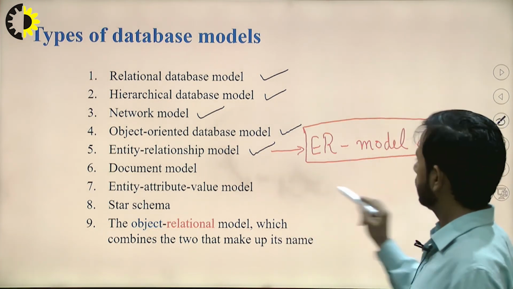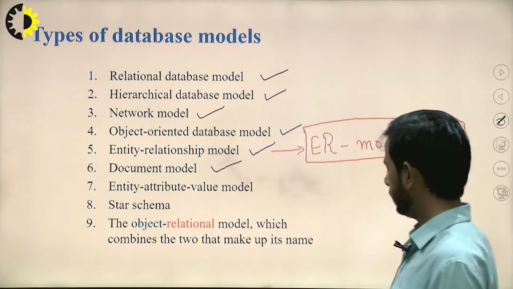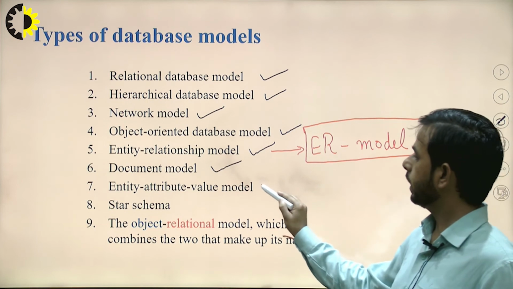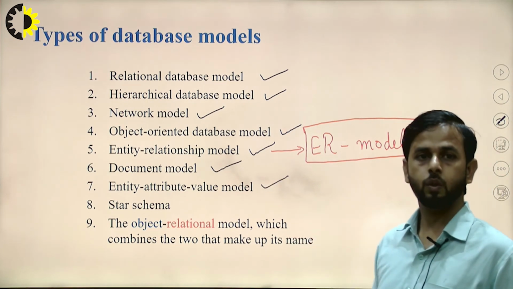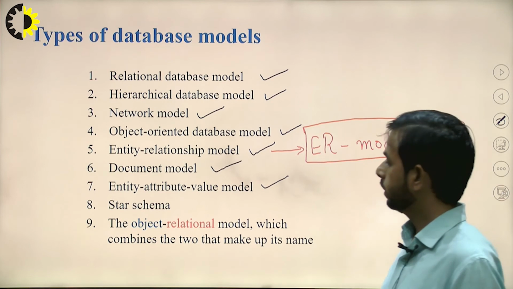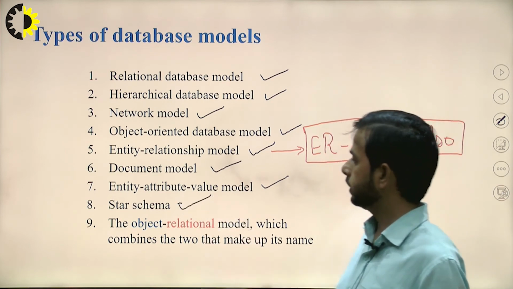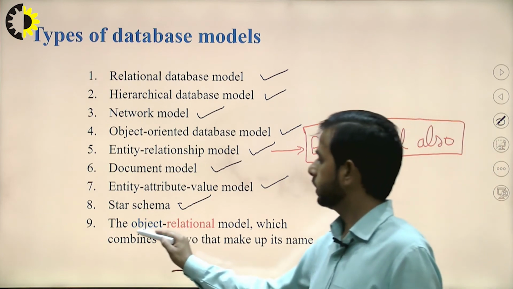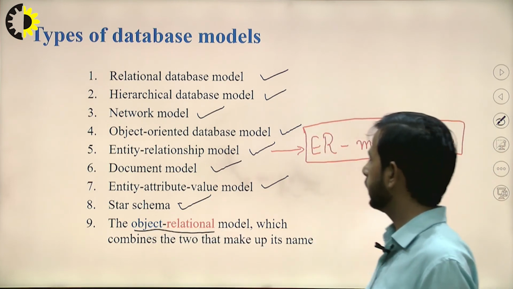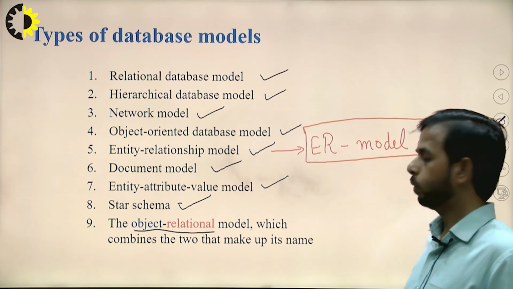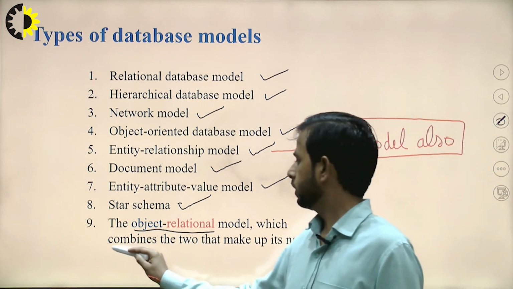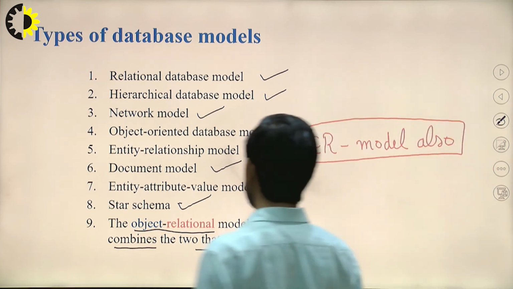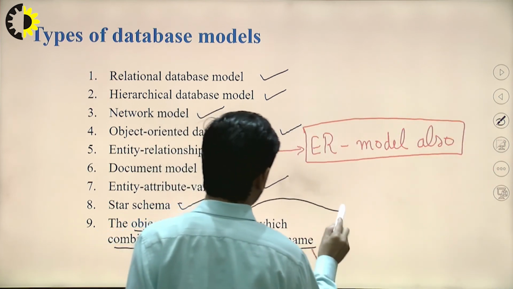The next type is the document model. The seventh one is the entity attribute value model. The eighth one is the star schema model. The ninth one is the object relation model, which combines the two that make up its name.